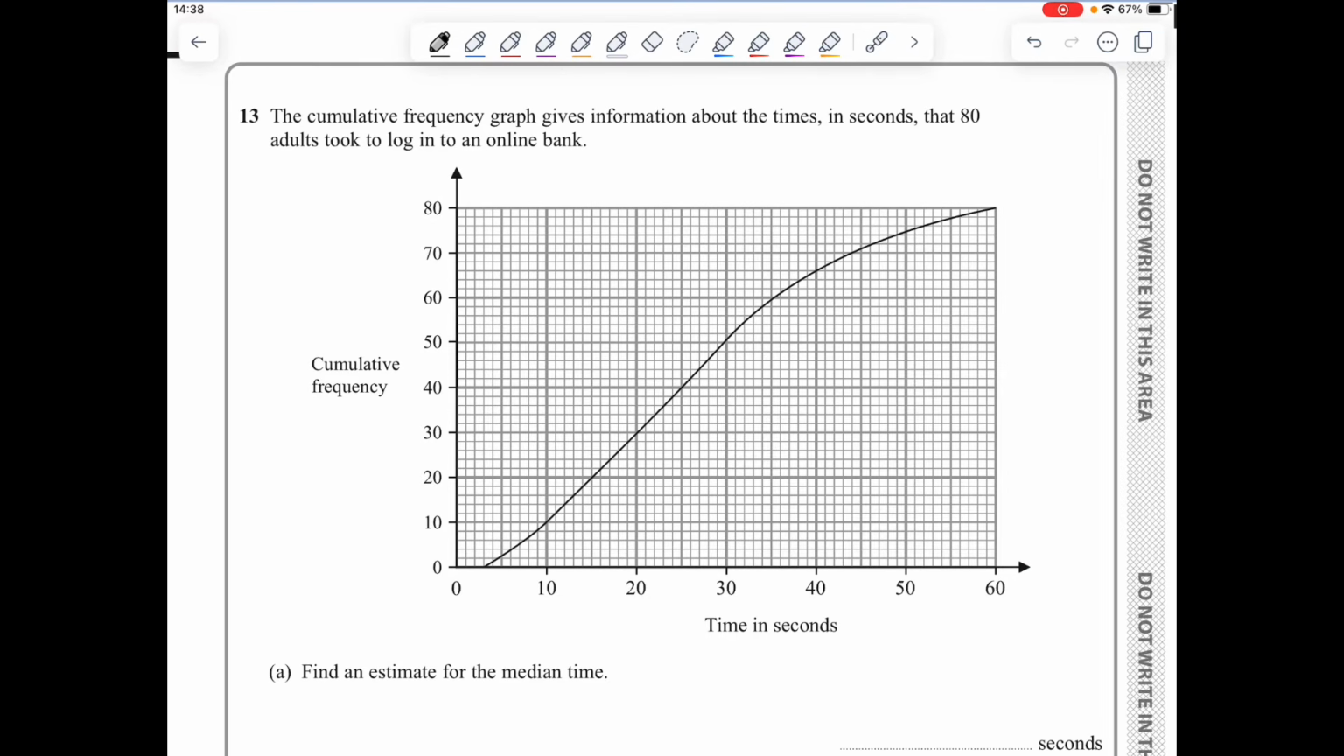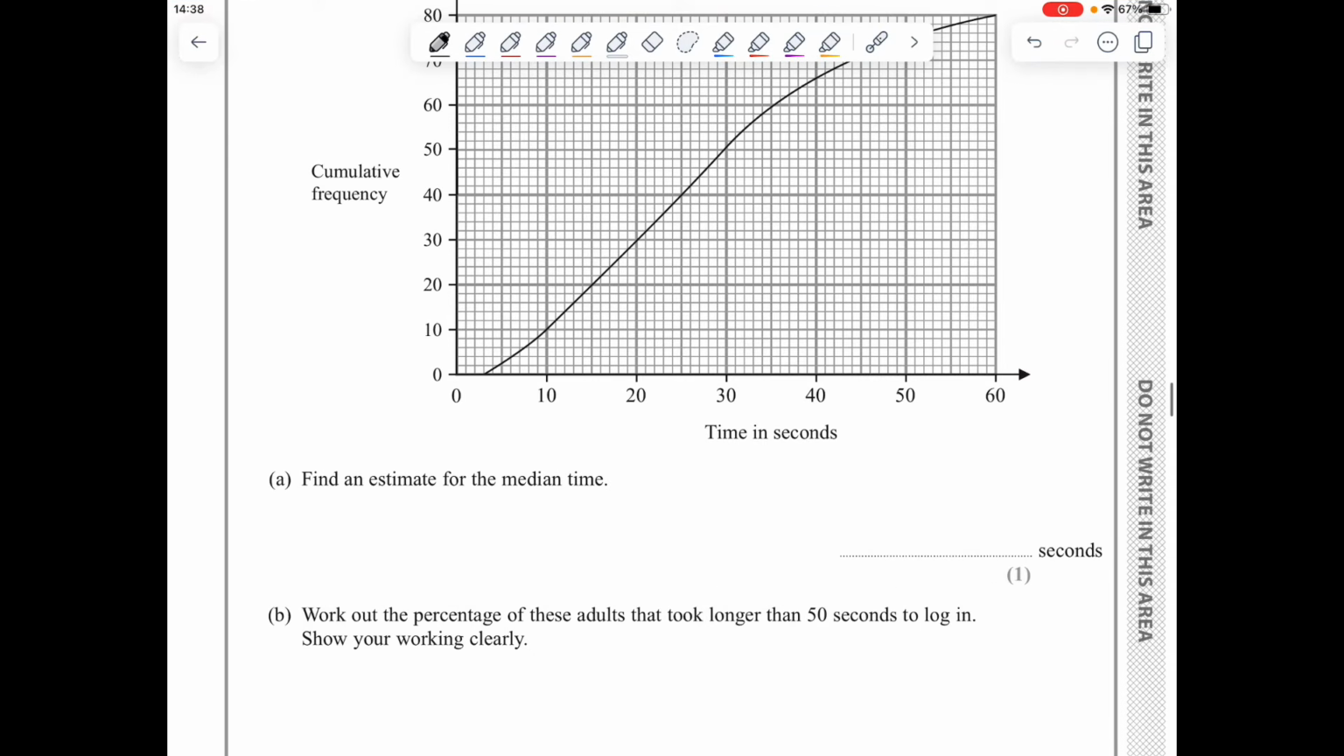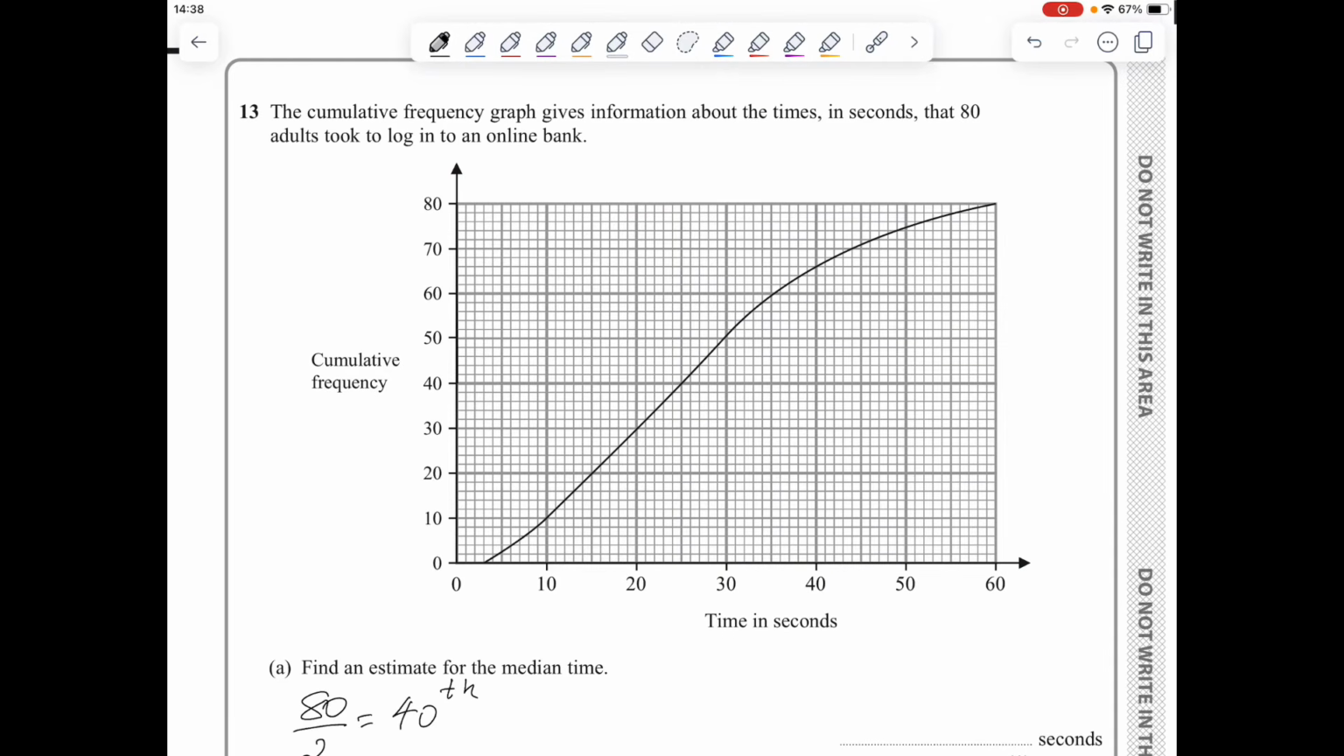For part A of question 13, I need to find the median. Now, since there's a total of 80 adults, I'm going to start by calculating 80 divided by 2, which is equal to 40. So I need the 40th observation. So I'm going to come to my graph, go on the vertical axis, locate 40, and read the corresponding x coordinates. And this comes out to be 25. So 25 seconds is equal to my median.